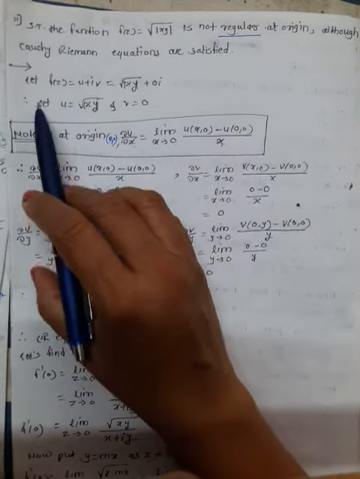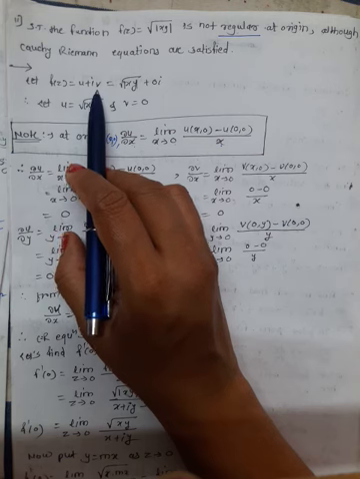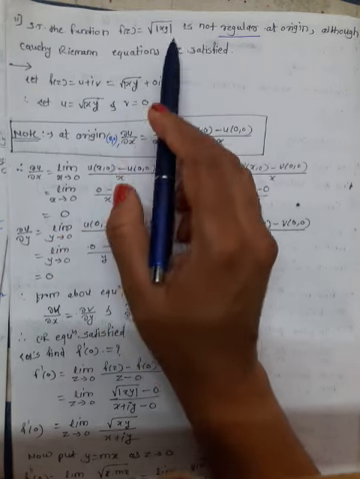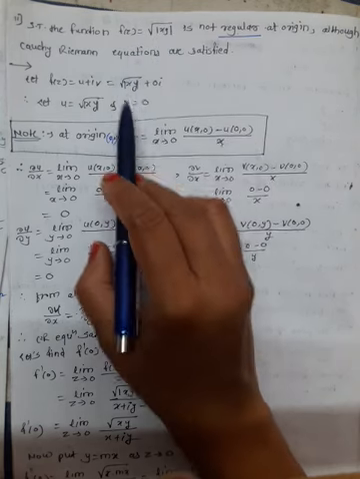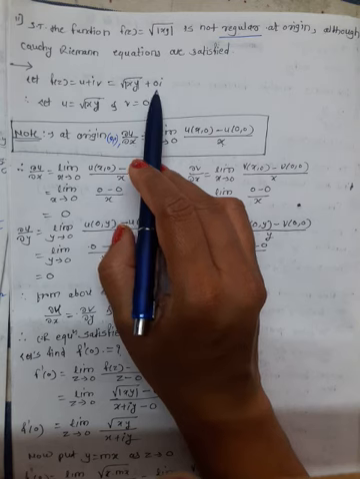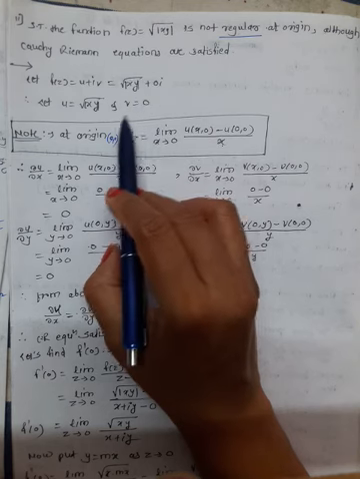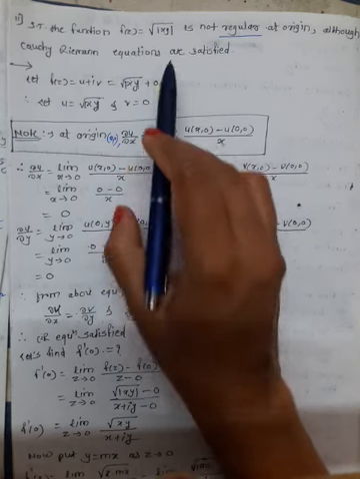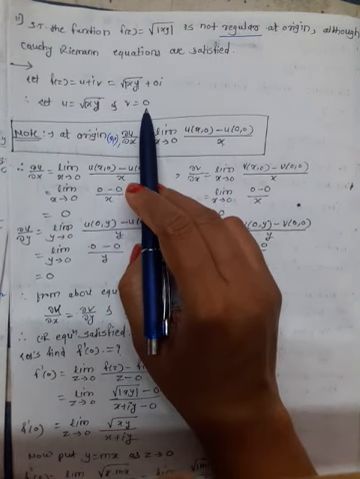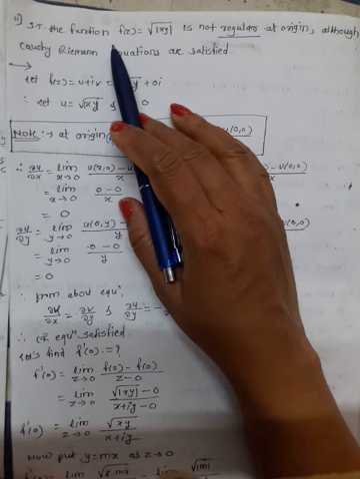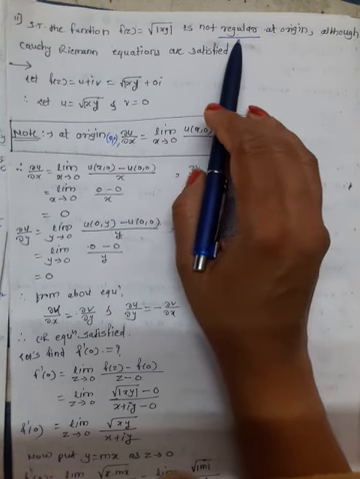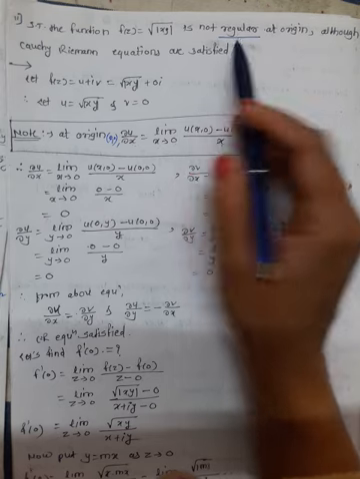Now let us start the example. Let f(z) is equal to u plus iv, which is given as the square root of mod of xy. It doesn't contain i, that's why it is a real part u, and v is obviously 0, you can write plus 0i. We have to show that this is not an analytic function. Okay, let us start.